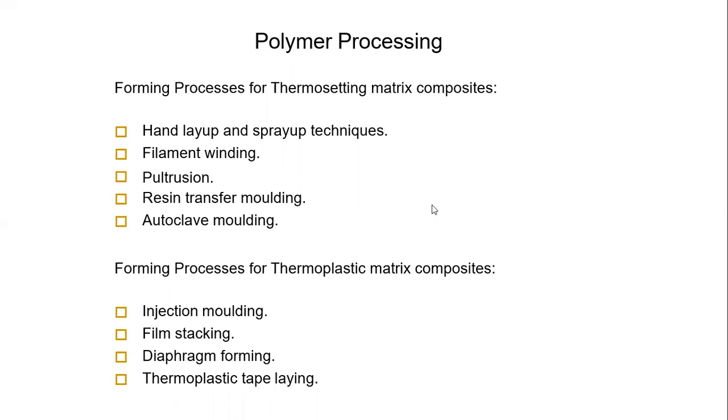Next, autoclave method. So these are also one of the forming processes used for the thermosetting matrix composites. And coming to the thermoplastic matrix composites, first one is the injection molding. You have seen it in the various industries also, small scale industries, the injection molding. Second one is the film stacking. Third one, diaphragm forming. And last one is the thermoplastic tape laying. So these are the different types of thermoplastic matrix composites.